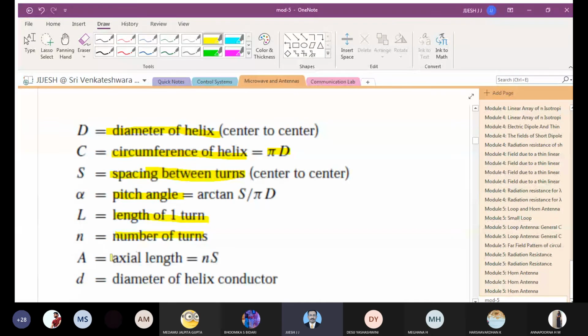A is the axial length, and it can also be written as N into S, because N is the number of turns and S is the spacing. So axial length you will get as N into S. D is the diameter of the helical conductor. So you have diameter capital D, and small d is the diameter of the helical conductor, as I have discussed with you before. So you can make a note of these things as well.